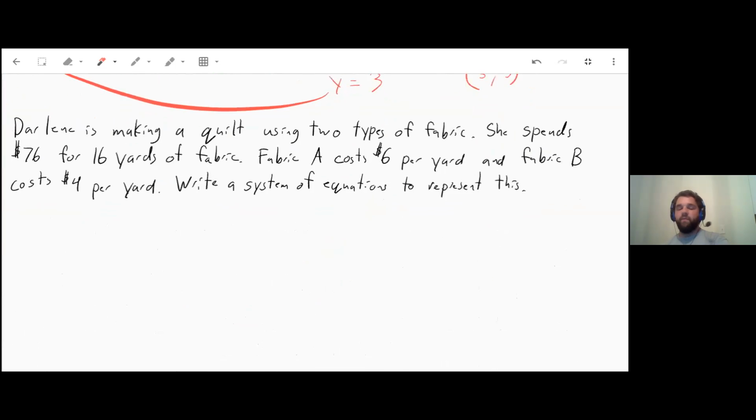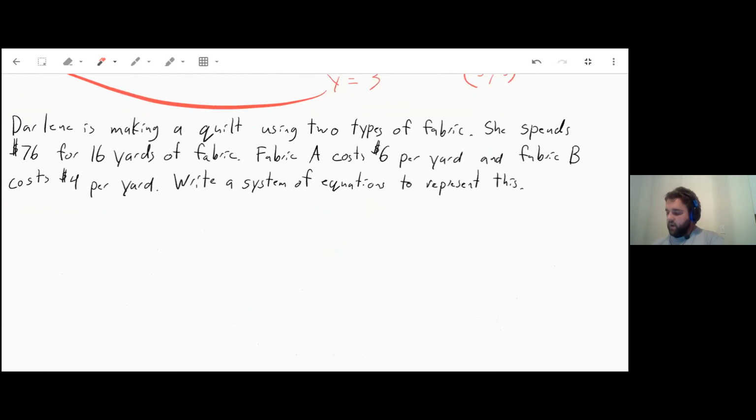Let's do one more word problem, and then I'll let you go to work on your homework. So Darlene is making a quilt using 2 types of fabric. She spends $76 for 16 yards of total fabric. Well, that means we know that our first fabric plus the second fabric, our total number of yards, has to be 16. Now, fabric A costs $6 per yard. So $6 times the number A, which is our yards of fabric A, and fabric B costs $4 per yard. So B is $4 times the number of yards of fabric type B.